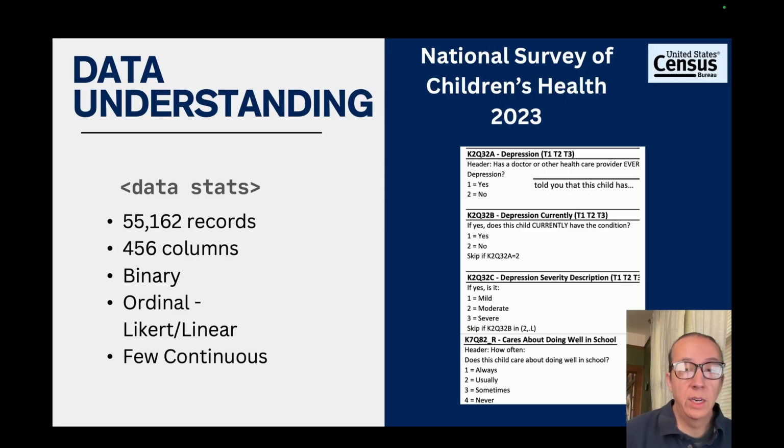A lot of the variables, if you look over here, here's a snapshot of the data dictionary. A lot of them are binary, like this question about depression. A lot of them use the Likert scale, like this one here: always, usually, sometimes, and never. They're going to be treated like a continuous variable in the analysis.